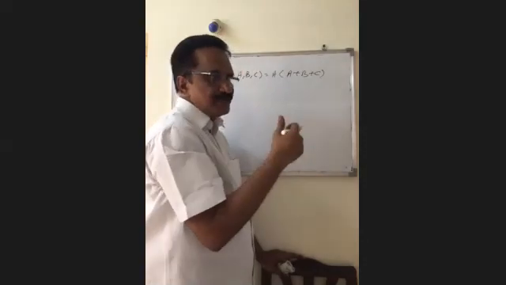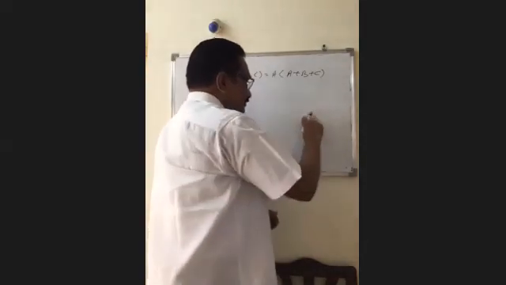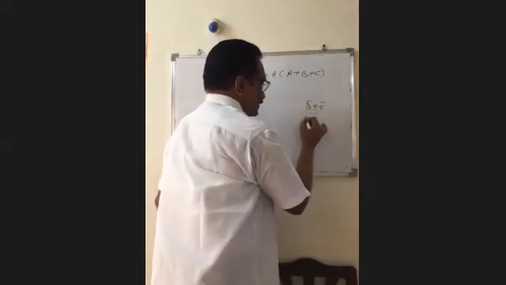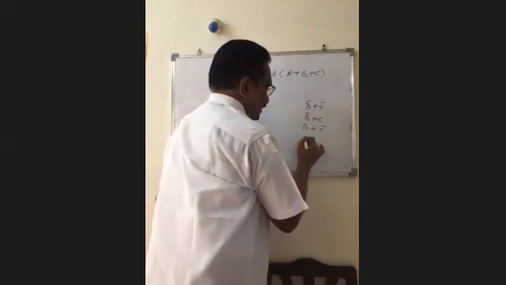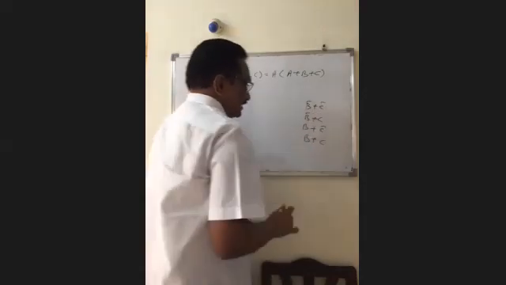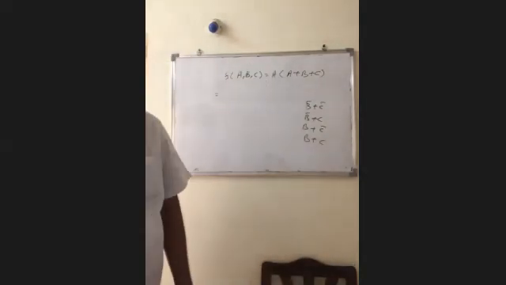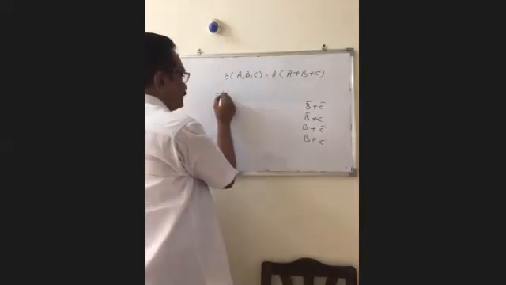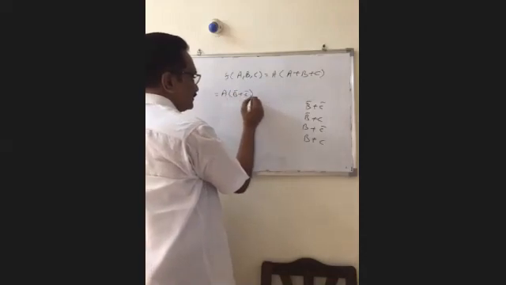In the case of sum terms, B bar plus C bar, B bar plus C, B plus C bar, B plus C. In the case of sum terms, if two variables are missing, for this one write A plus B bar plus C bar.